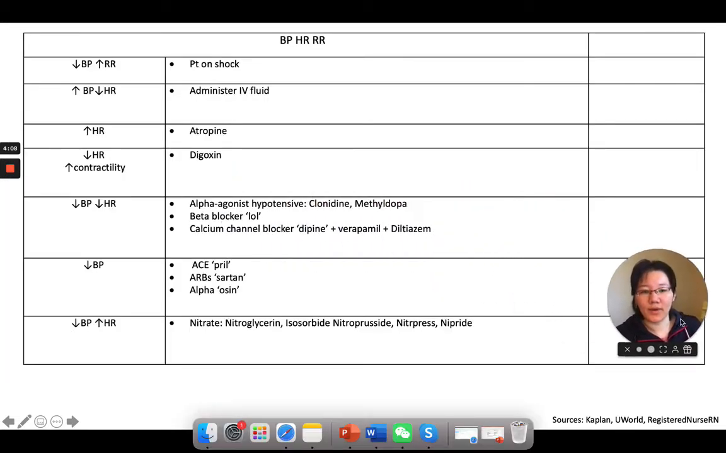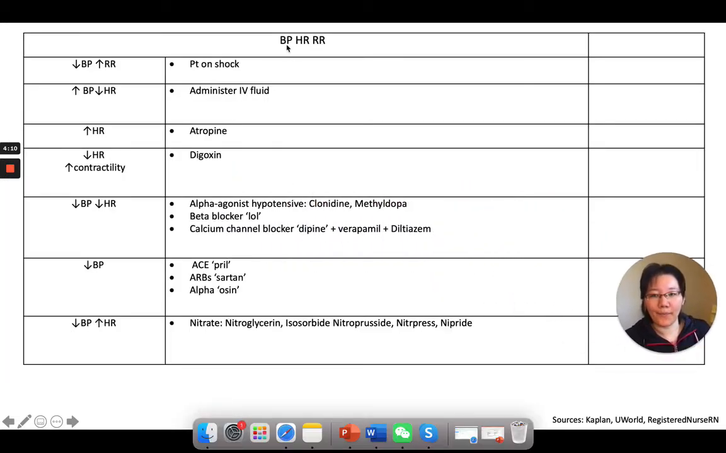I have summarized my understanding of blood pressure, heart rate, and respiratory rate in different situations. For example, if patients are in shock, they will have decreased blood pressure and increased heart rate. And that's why we administer IV fluid, because it's going to increase the blood pressure and decrease the heart rate. So it's important to know the condition, what happened to the blood pressure and heart rate, and why we give certain treatments and medications.